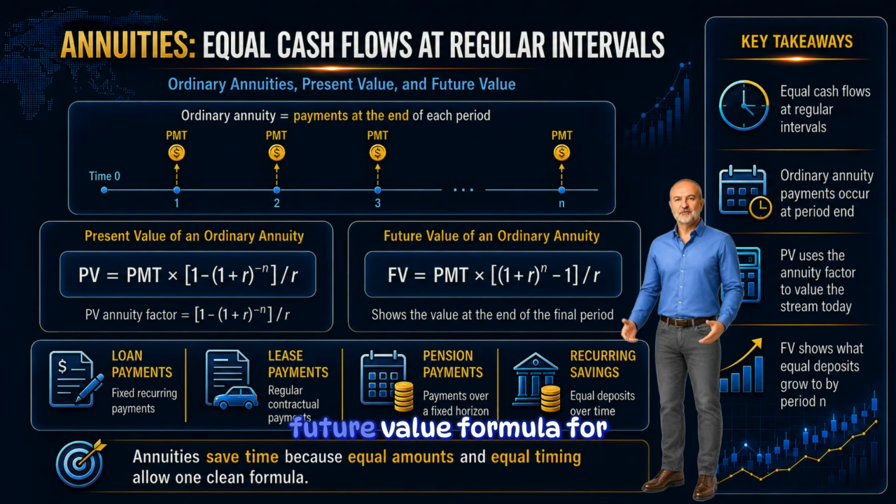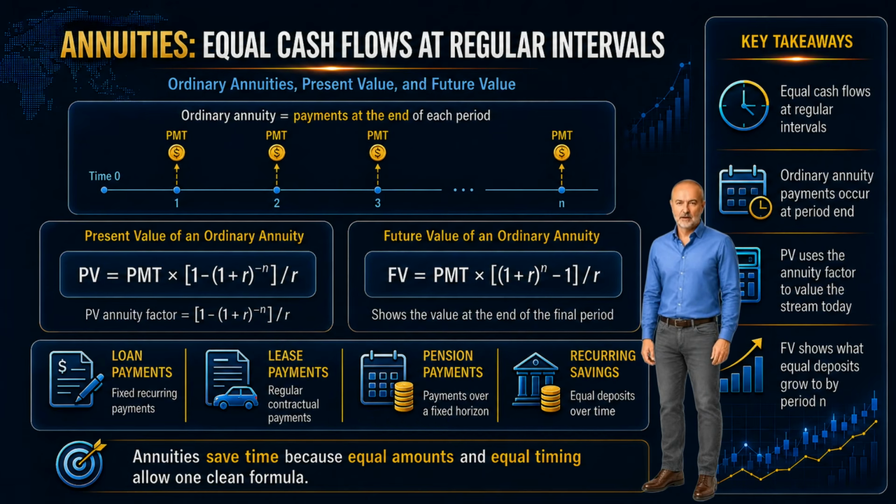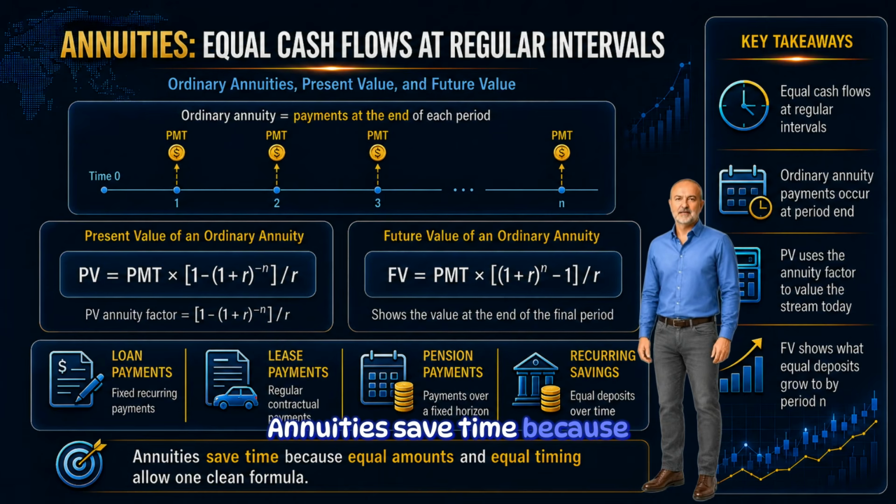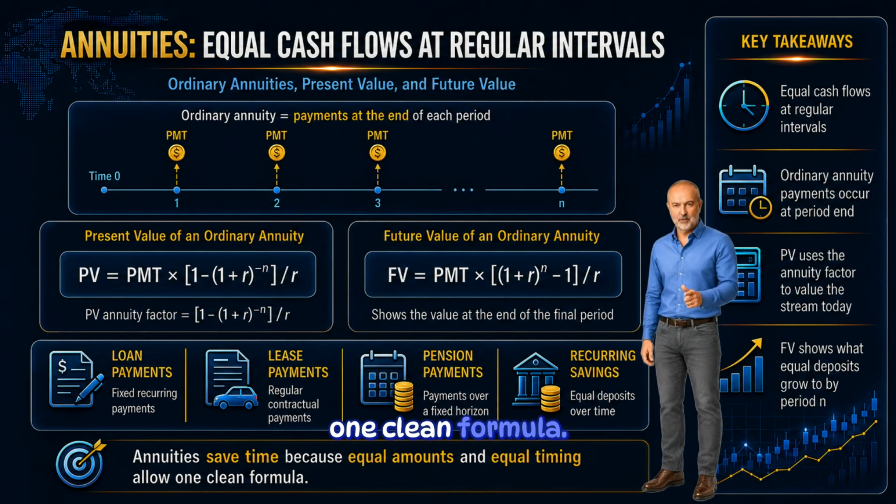There is also a future value formula for an ordinary annuity. FV equals payment times 1 plus R raised to the power of N minus 1, all divided by R. This tells us how much a sequence of equal deposits or receipts will become by the end of the final period. Annuities save time because equal timing and equal amounts let us use one clean formula.